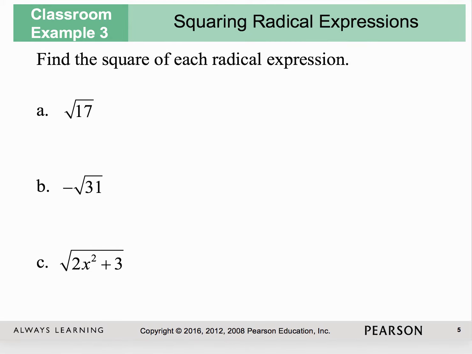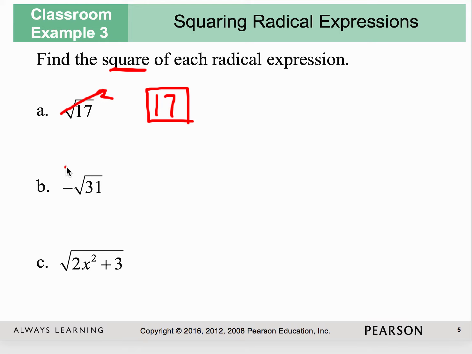Okay, now once again, pay attention to the instructions. This does not say find the square root. It says find the square. So it wants you to square this number. If you square a square root, they get to cancel. So the square of the square root of 17 is just 17.